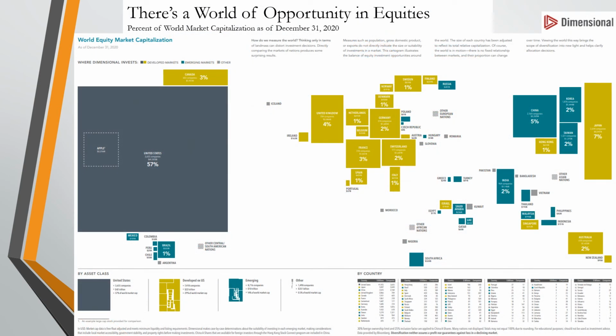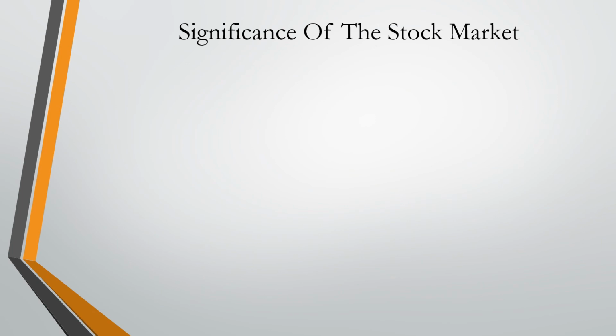Here's another way to look at the world market. As you can see, not all countries are created equal. This pictograph shows the percent of world market capitalization by country. The U.S. is in dark gray, developed markets are in olive green, emerging markets are in dark green, and other markets are in light gray. It doesn't take long to figure out which countries carry more wealth.